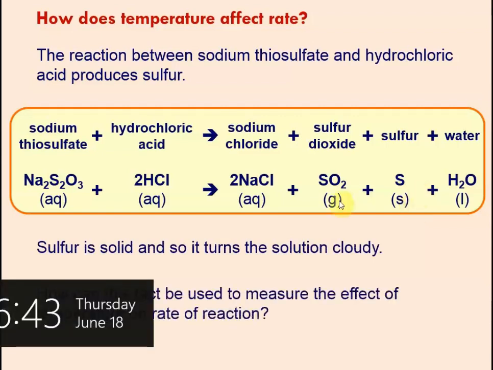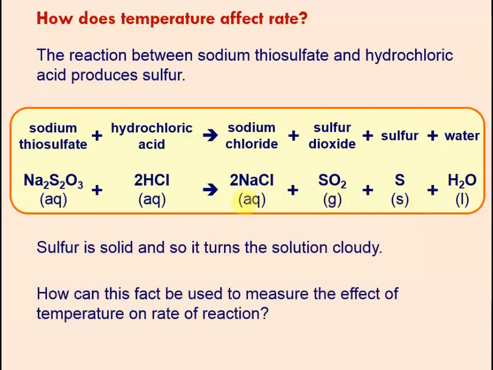Practical guide, important. Please take note of this. We call this the disappearing cross experiment. We'll look at it more. This is able to tell us how fast the reaction happens because the reaction becomes cloudy and the cross disappears.